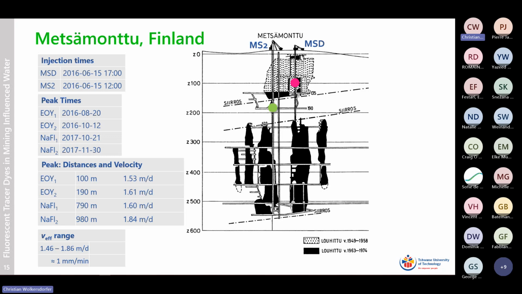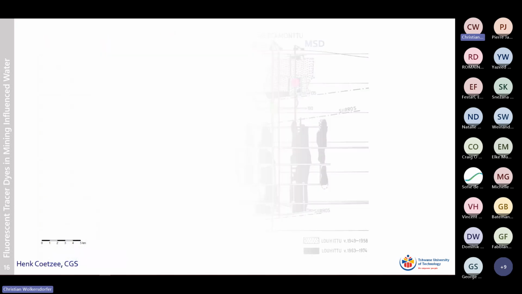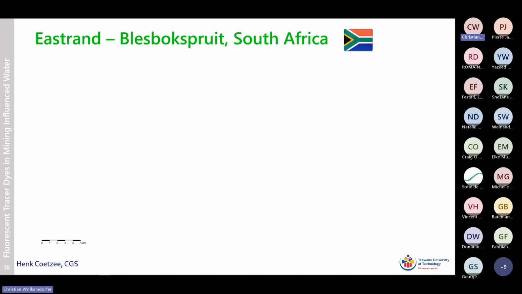So that's one of the mines that we chose to understand and find out why in some mines the mine water is flowing extremely slowly. So that was the background for that tracer test here. It was not 1 meter per minute.